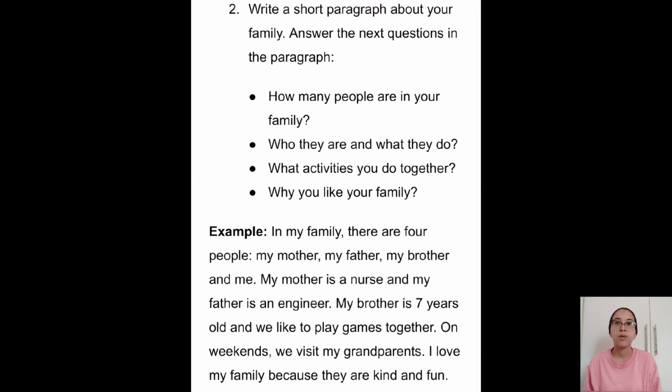So now these are the questions. The first one says, how many people are in your family? The second one says, who they are and what they do. And the third one says, what activities do you do together. And the last question says, why do you like your family. Now this is the example.